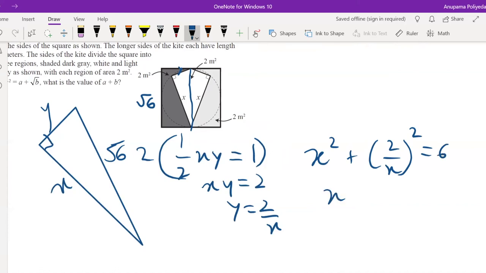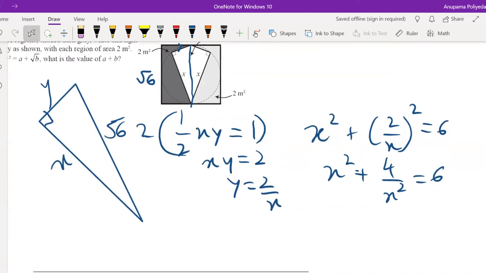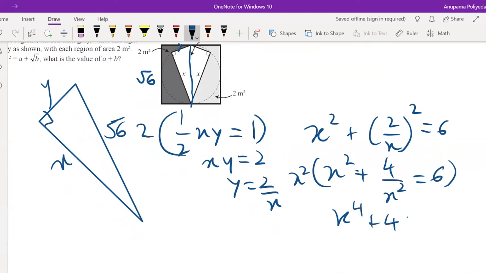And we simplify that. x squared plus 4 over x squared equals 6. And then to get rid of the denominator again, we multiply everything by x squared. So we get x to the fourth plus 4 equals 6x squared. And now we bring everything to one side. So x to the fourth minus 6x squared plus 4 equals 0. And this is where we are. So now what do we do from here?